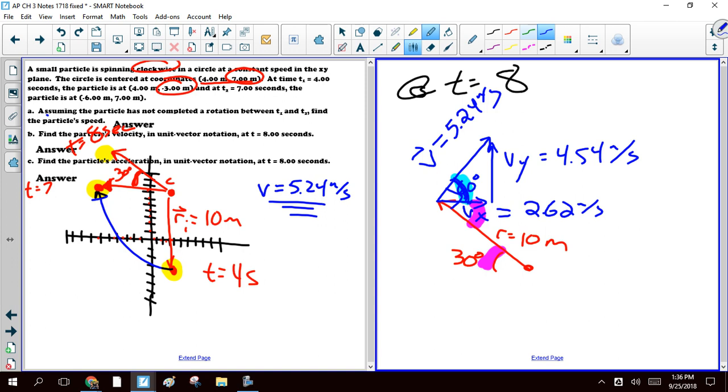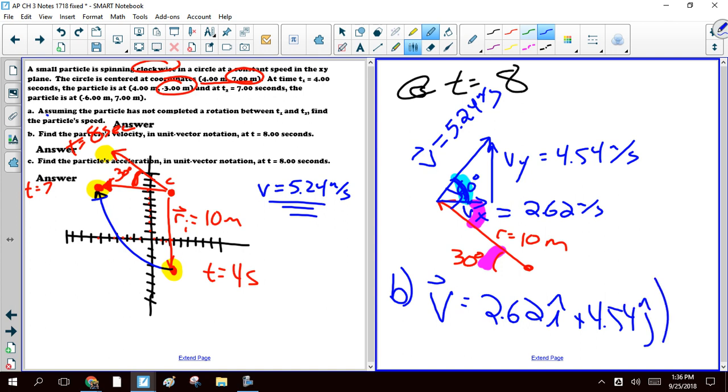So for part B, it looks like my velocity is 2.62i plus 4.54j meters per second. Okay.